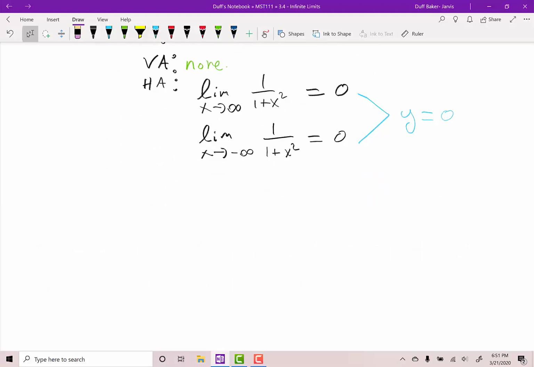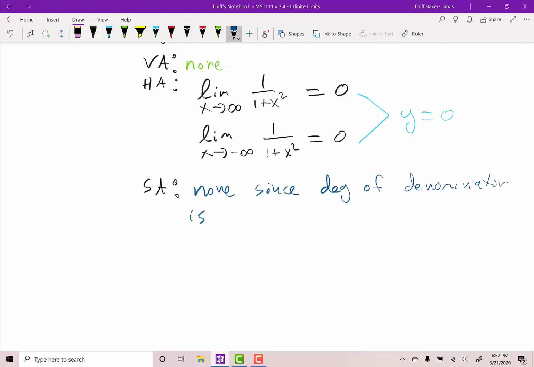And for slant asymptotes, this is also none, since the degree of the denominator is larger. So remember, there can only be a slant asymptote if the degree of the numerator is exactly 1 more than the degree of the denominator.